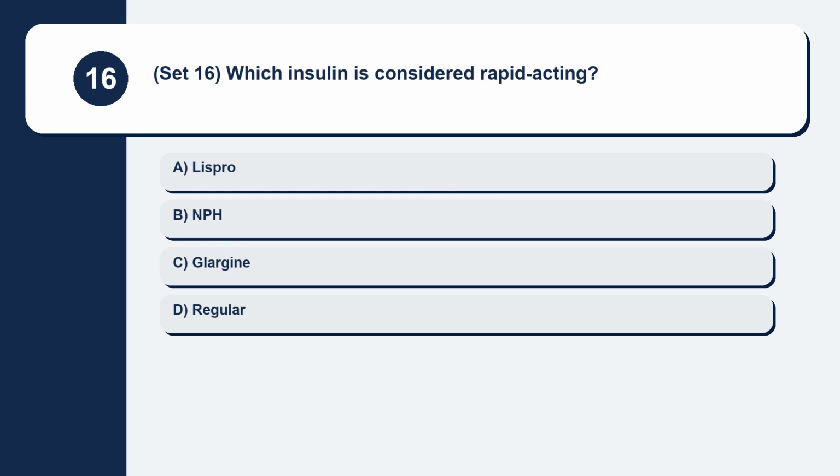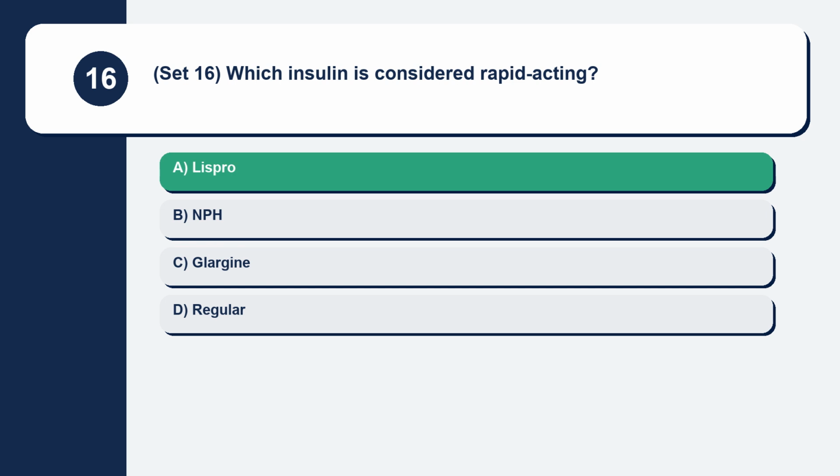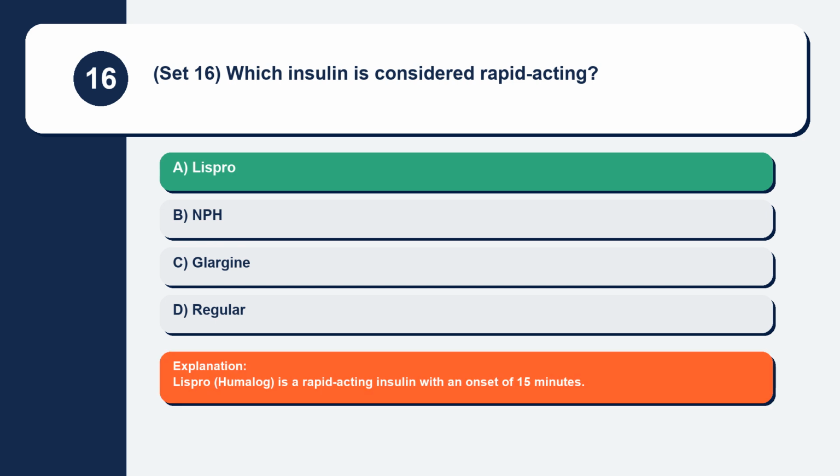Question 16. Set 16. Which insulin is considered rapid-acting? Lispro, NPH, Glargine, regular. Lispro, Humalog, is a rapid-acting insulin with an onset of 15 minutes.